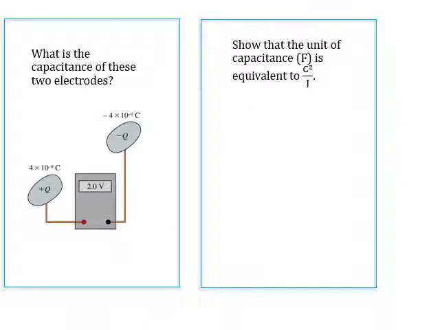Here's a couple of really straightforward homework questions for you to try. If we know the charge on a couple of plates and the potential across the plates, can you find the capacitance of the electrodes? And then second is to show that the unit of capacitance, a farad, is the same thing as coulombs squared over joules. I won't include these in the video, but I will post solutions for you to check your answer against mine.